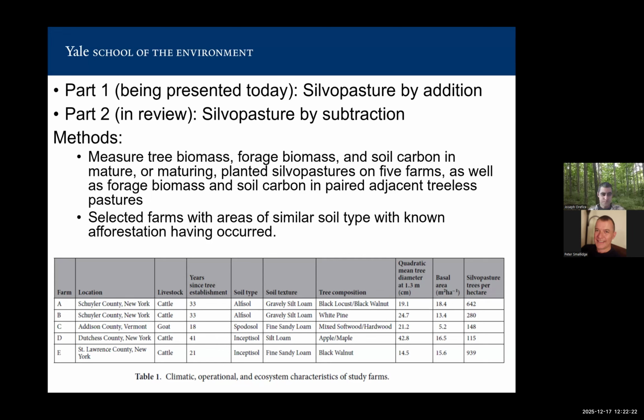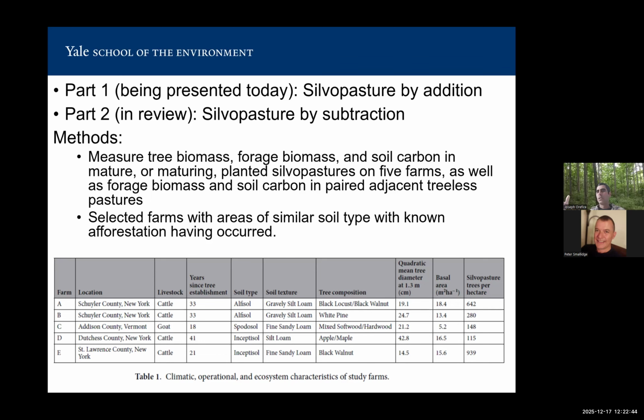So you can see we had 4 farms in New York and 1 in Vermont. And most of them were grazing cattle, although one was grazing goats. And we weren't comparing grazing management. We were comparing the system as a whole. You can see years since tree establishment. And that was one of the priorities. We wanted to make sure that these weren't new sites.